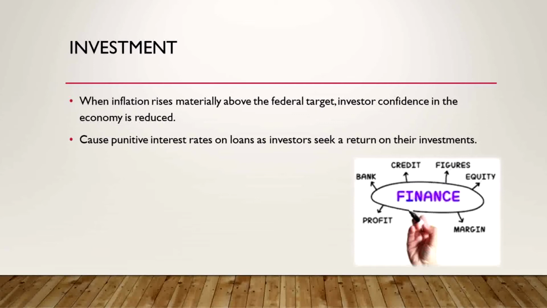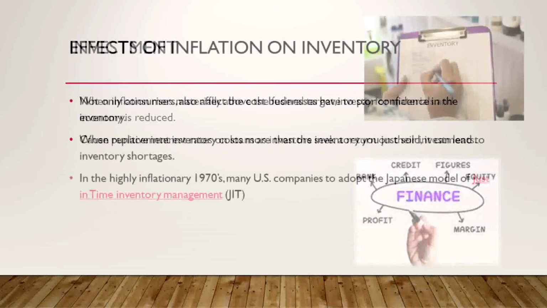When inflation rises materially above the federal targets, investor confidence in the economy is reduced. This causes punitive interest rates on loans as investors seek a return on their investments. This is because they want compensation for the increased risk of lending money. In the long term, this reduces business growth, preventing businesses from taking advantage of marketing opportunities.